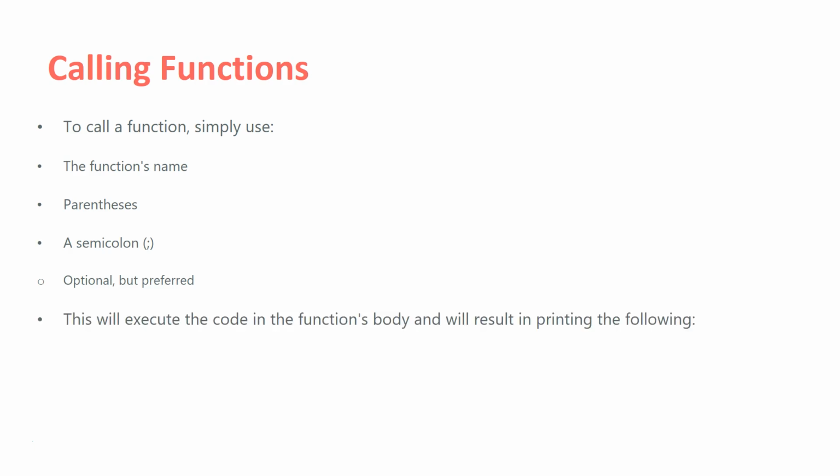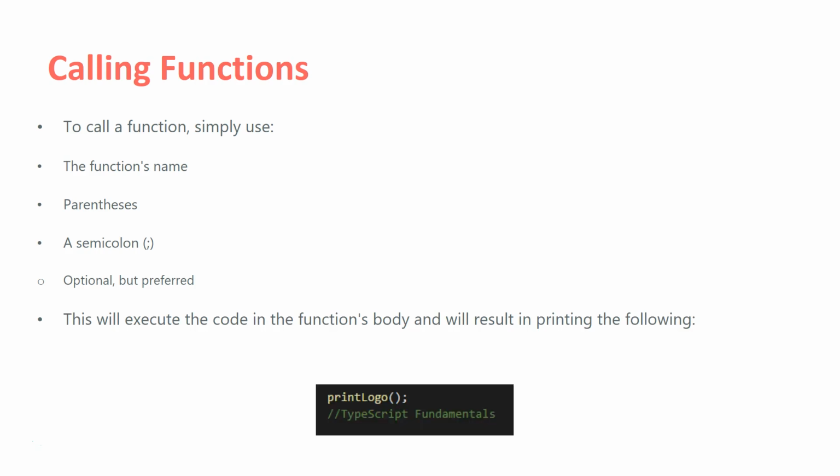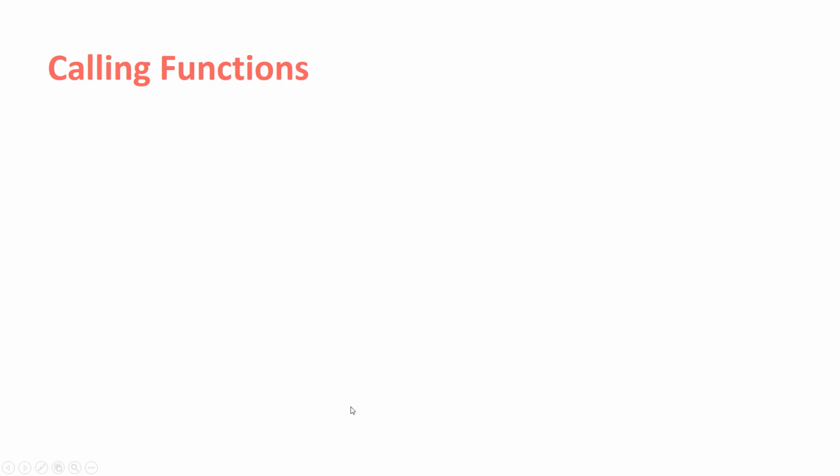This will execute the code in the function's body and will result in printing the following. So if I have the print log function, that's how I call it: calling its name, the brackets, and after that a semicolon. The response is "TypeScript fundamental", which will be printed because that's what the print log function is doing.